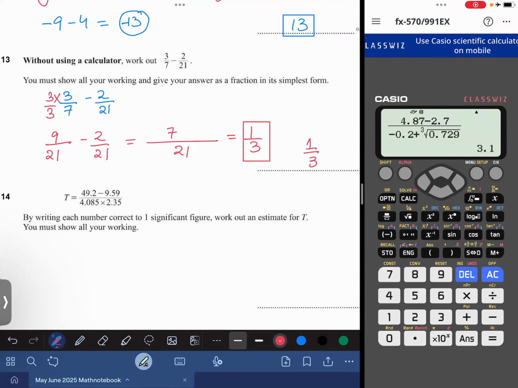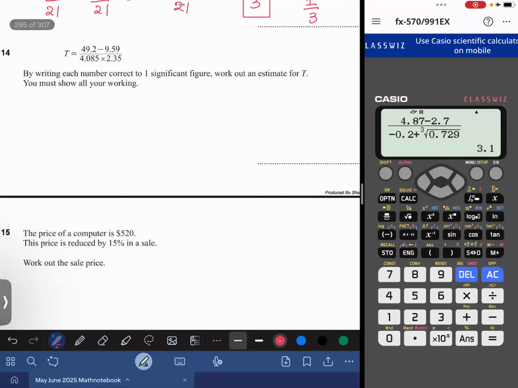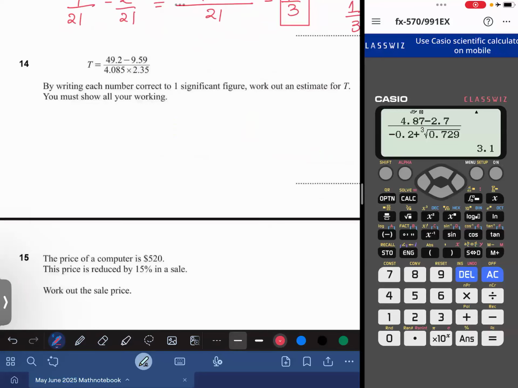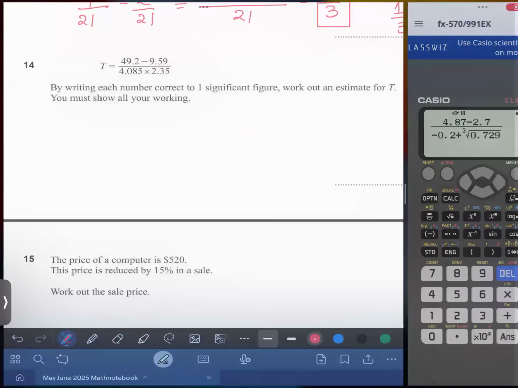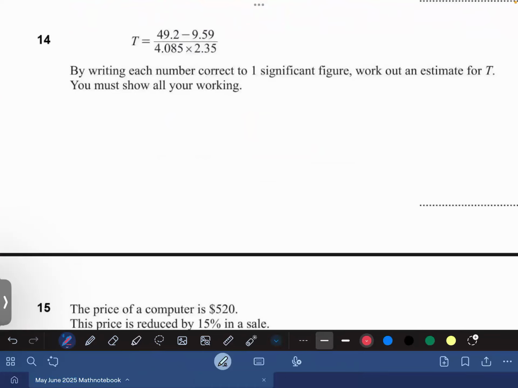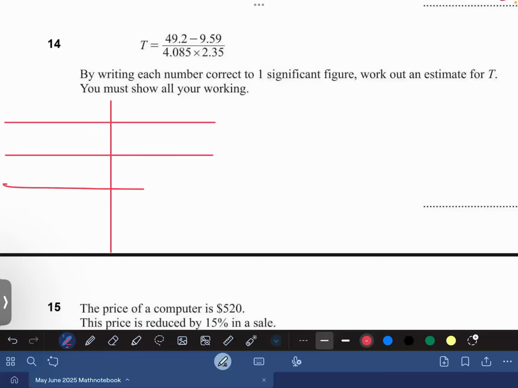Question number 14. It says that by writing each number correct to one significant figure, work out an estimate for t. So we are not allowed to use the calculator. We have to estimate. So there are 4 digits here. So we will be using the significant figure rules and the rounding off rules.